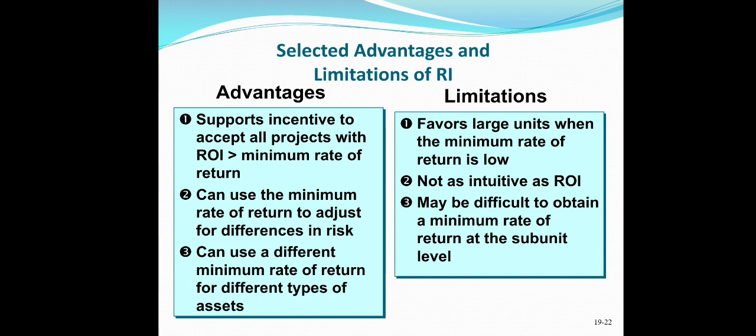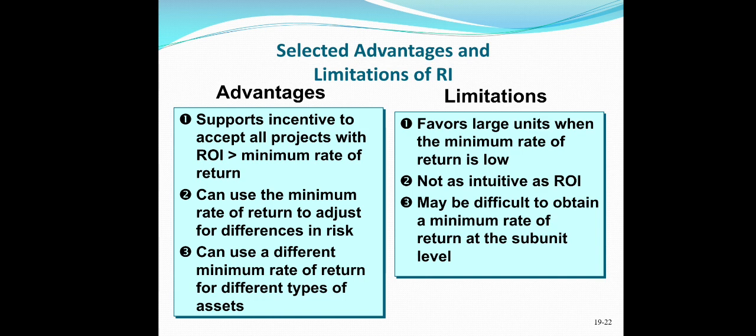And number 2, can use the minimum rate of return to adjust for differences in risk. This one is another advantage of RI. You can adjust the minimum rate of return. For this kind of project, the rate of return is like this. For a riskier project, the rate of return is higher. So the minimum rate of return can be adjusted.